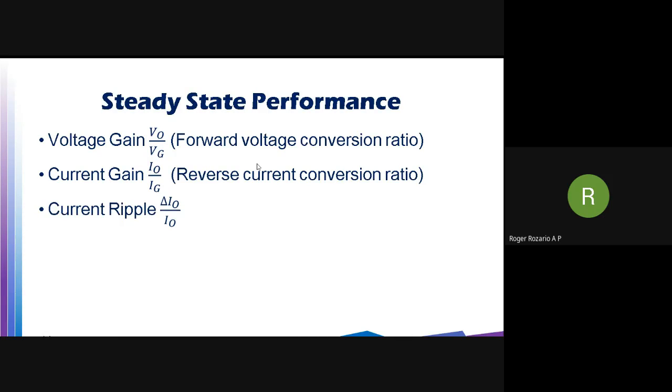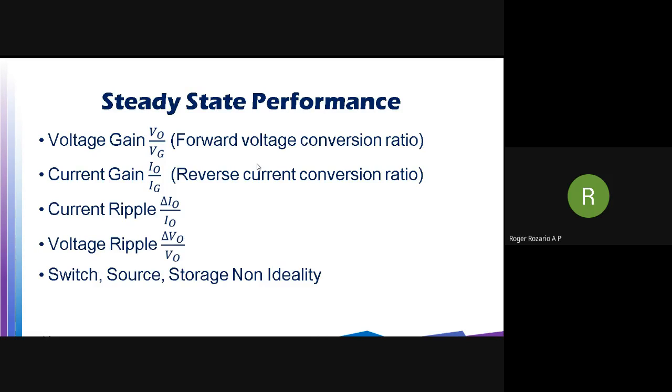And we have found out the current ripple del I0 by I0. We have found out the voltage ripple del V0 by V0, and we have considered the non-idealities in the switches, source, and the storage, and we have finally found out the efficiency of the converter with these non-idealities. So these 5 quantities: the voltage gain, the current ripple, the voltage ripple, non-idealities in switch, source and storage, and efficiency are called the steady state performance parameters of this DC to DC converter.